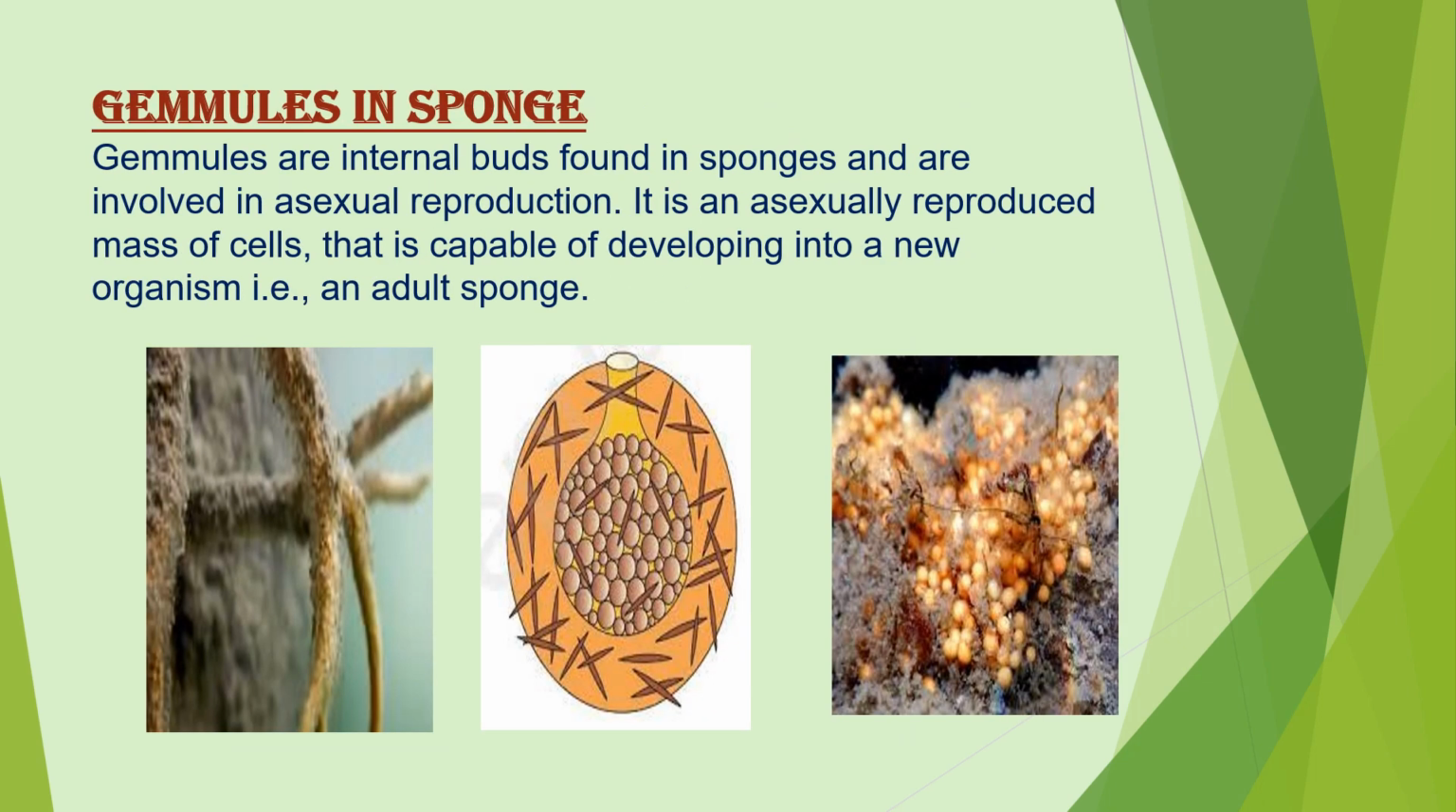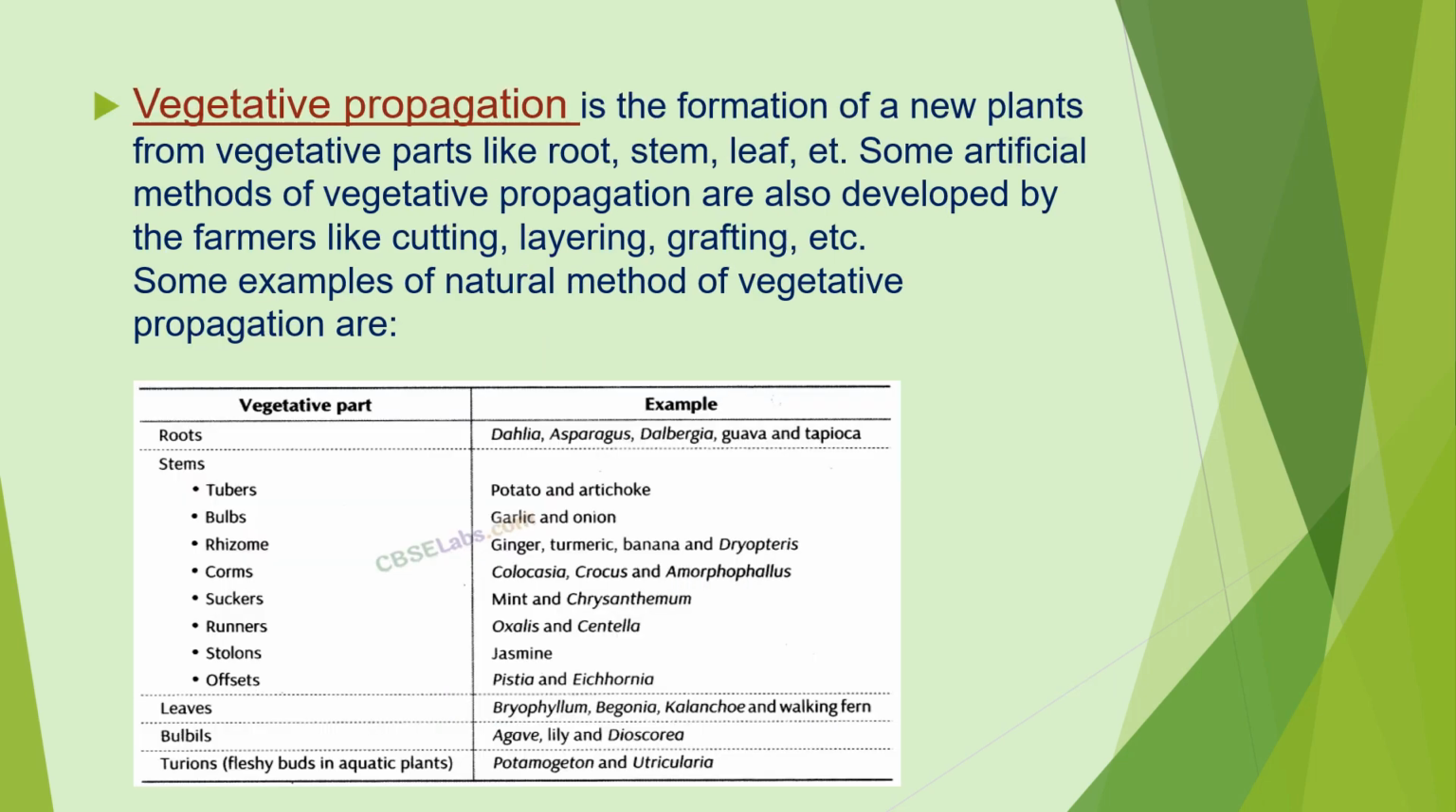Here you can see gemmules. Sponges, they grow in water. They produce gemmules during their reproductive phase, and these gemmules will grow and give rise to the new sponge and adult sponge. Asexual reproduction, it is because they are only uniparental, they are not two parents. So this was all about asexual reproduction in lower organisms.